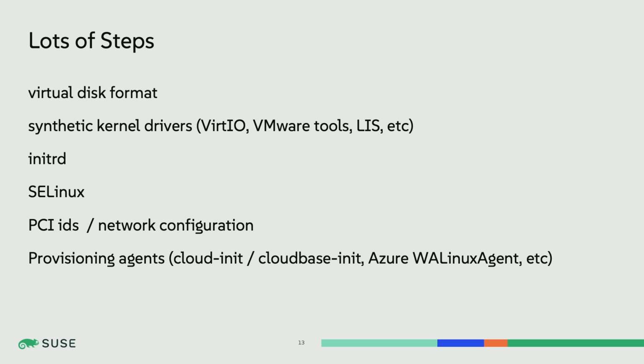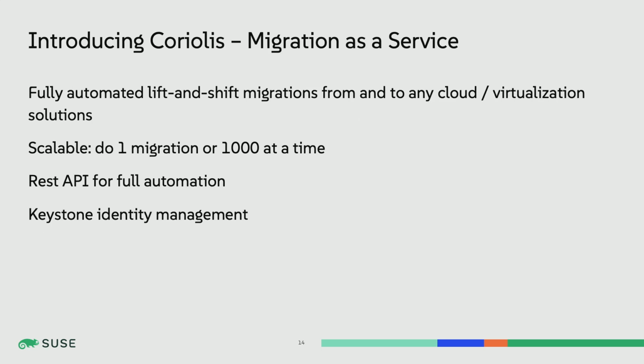Initrd needs to be rebuilt typically on a Linux VM. There is also the Linux configuration; SELinux will, of course, not allow you to run the same VM if it detects that the underlying hardware, virtual or physical, changed. Different PCI IDs, different network configurations, different provisioning agents. For example, VMware Tools or similar on the VMware side, cloud-init, cloudbase-init, and so on on the target side, and so on.